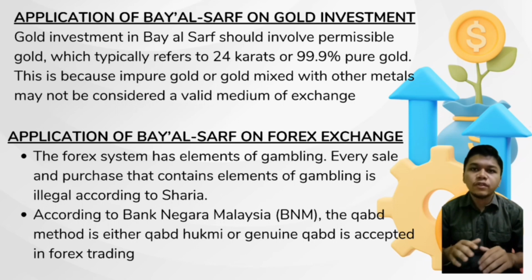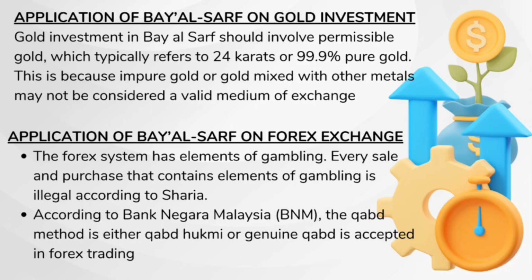After that, it is ownership transfer. It is important that ownership of the gold being exchanged is transferred immediately. This means that the buyer becomes the owner of the purchased gold and the seller becomes the owner of the currency used for the purchase. Furthermore, the fair price of gold should be determined through a transparent and fair mechanism agreed upon by both parties. The exchange should also not involve any element of interest, speculation, or uncertainty.